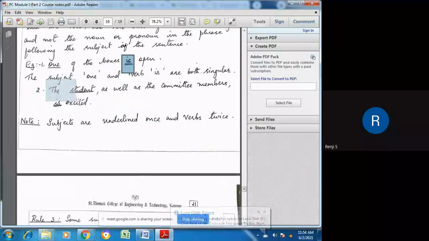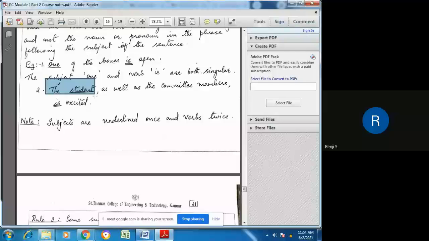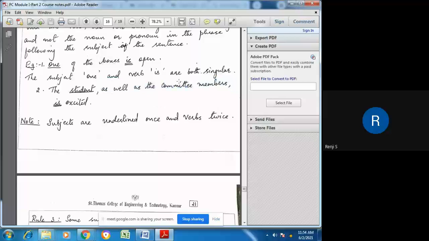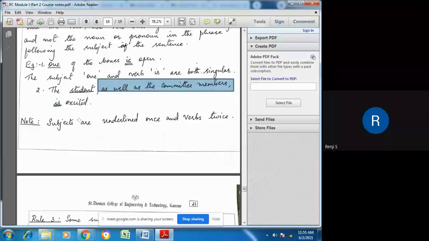The next is: The student, as well as the committee members, is excited. Here the subject is the student, the supporting verb is is, and there is a phrase in between the subject and the verb: as well as the committee members. Committee members is plural, but we should not consider the phrase here. Even if a phrase comes between the subject and the verb, you should still consider the subject and the verb alone.